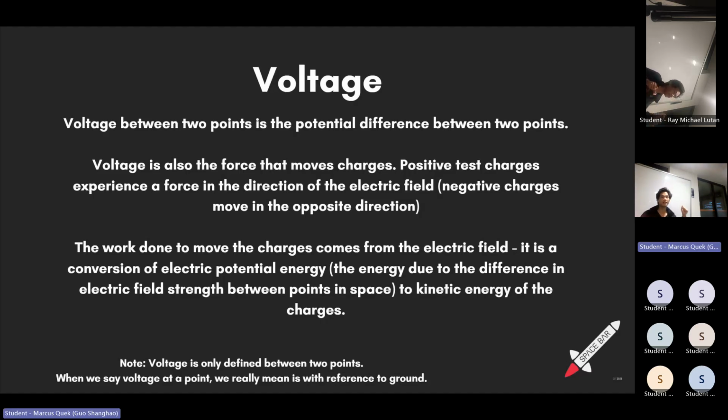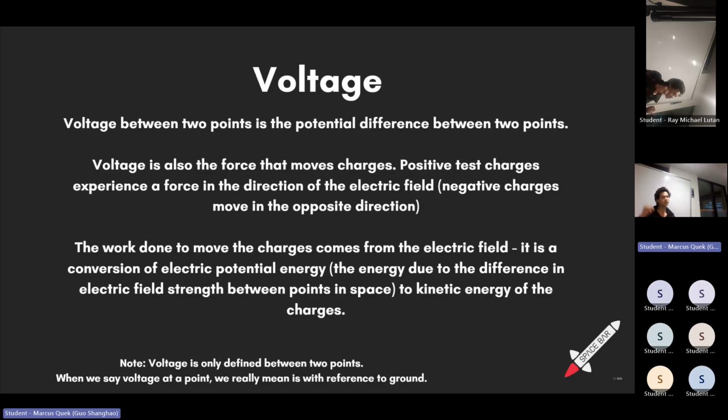So you have an electric potential energy due to the electric potential field, all right? And the charge wants to move from an area of high potential to low potential. So when the charge moves, it's converting its electric potential energy to kinetic energy, all right? Any questions about this? Great.